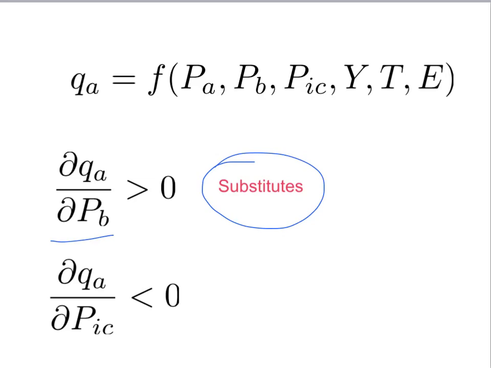What about for complements? Well, this second partial derivative down here, which is negative, tells us that the partial derivative of the quantity of apples with regards to the price of ice cream is negative. That means that ice cream and apples are complements for Jackie. In other words, as the price of ice cream goes up, Jackie will buy fewer apples. As the price of ice cream goes down, Jackie will buy more apples. That's what this partial derivative being negative means. Apples and ice cream are complements.